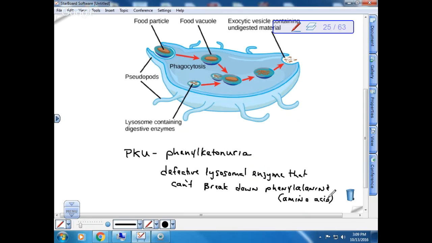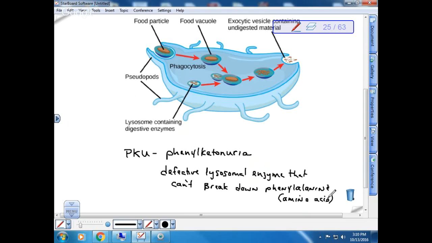Okay. So this is so common in our population that babies are tested. How are they tested? Does anybody know? Does anybody work with newborns? Very first thing they do, but they do it real close.